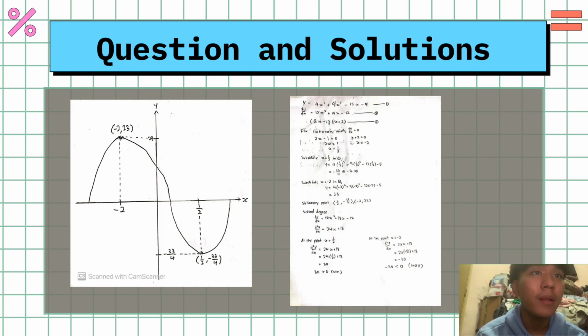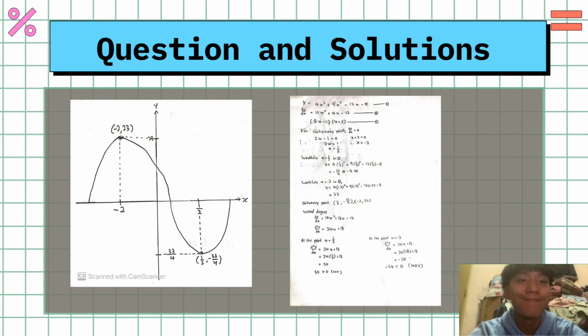Okay, at the point x equals negative 2, just substitute into our second differentiation equation. So d^2y/dx^2 equals 24x plus 18. Substitute negative 2 for x, we get 24(-2) plus 18. The answer after calculating is negative 30. Negative 30 is less than 0, so it is a maximum point.